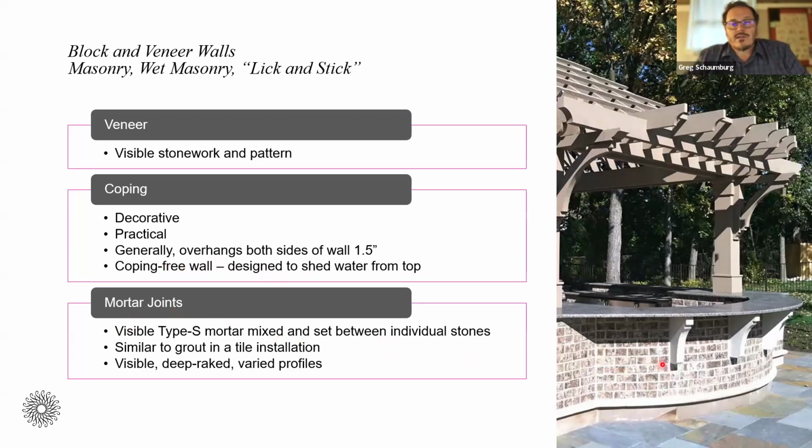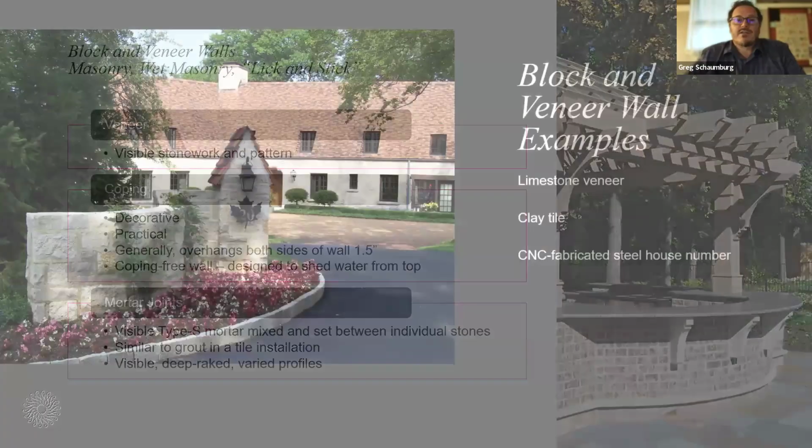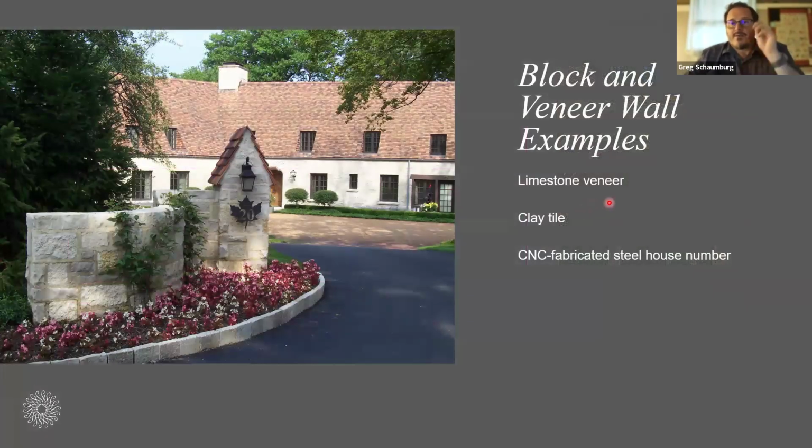And then the mortar joints is the last term that we would just have in terms of the block and veneer. And the mortar joints are those visible joints between the individual pieces. And those can have a tile to them. There's a lot of different profiles and such to it. Just wanted to give you a couple examples as we look through that. And then we'll spend some time in a few just looking at garden structures. But the block and veneer walls, there's a couple examples here.